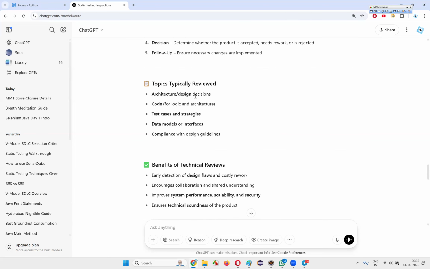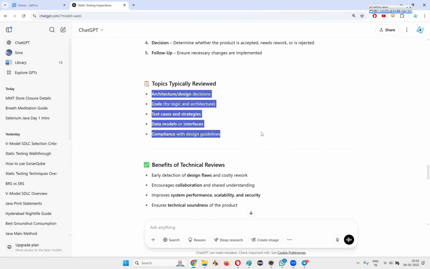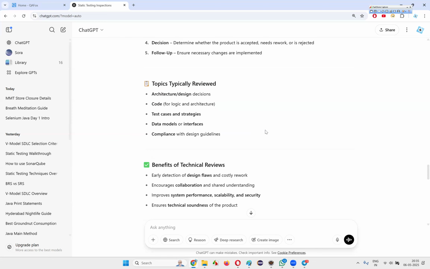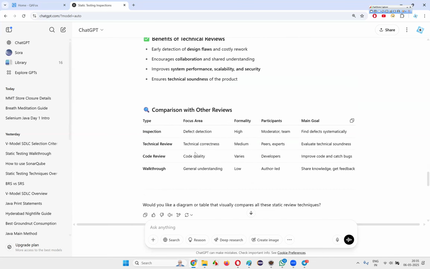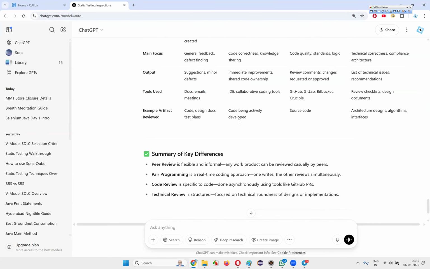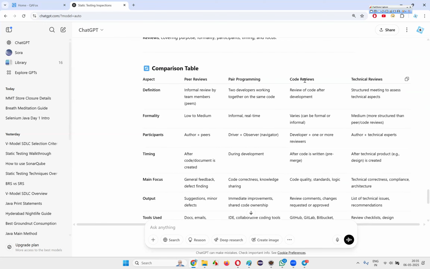These are very deep topics, guys; the more you dig, the more answers will come. But at a high level, you need to try to understand. When you compare peer reviews, pair programming, code reviews, and technical reviews, technical review looks like a formal process, whereas peer review and pair programming look informal. Everything comes under code reviews. The informal way of doing code reviews is generally done in peer reviews and pair programming, whereas the formal way, in the form of a meeting, is done by technical reviews.